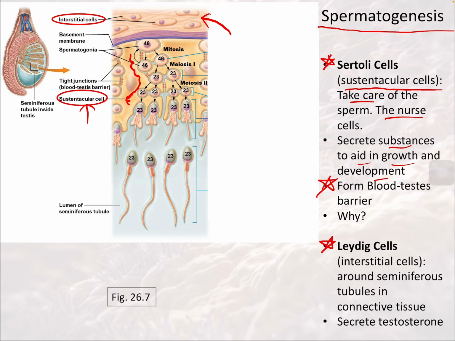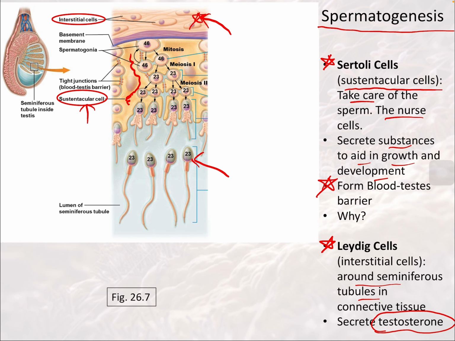And the reason for that is because those sperm cells, remember their DNA is different than a typical DNA of a cell in the male's body. And so if the immune system was able to interact with those sperm cells, the immune system would actually destroy those sperm cells. So we need to have a barrier between the blood and the sperm, and the Sertoli cells help do that. And then the Leydig cells, or the interstitial cells, again up here, those ones are kind of around the seminiferous tubules, back in the connective tissue, and their big job is to secrete testosterone.